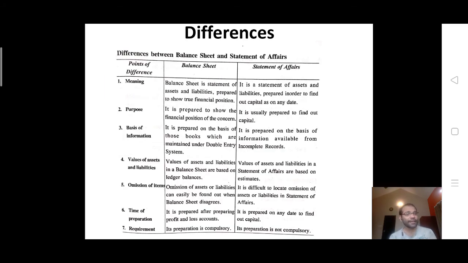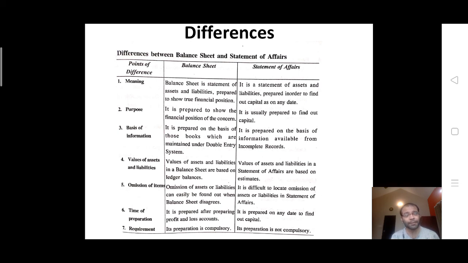In this last slide, we are going to learn about the differences between balance sheet and statement of affairs. I told you balance sheet is a term which is used in the double entry system, and the term is substituted with statement of affairs in the single entry system, but both are not the same. So here, differentiate between the balance sheet and the statement of affairs. First of all, let us take the basis of meaning. Balance sheet is a statement of assets and liabilities which is prepared in order to show the financial position. Statement of affairs is a statement of assets and liabilities prepared in order to find out the capital on any date, be it the opening date or the closing date.